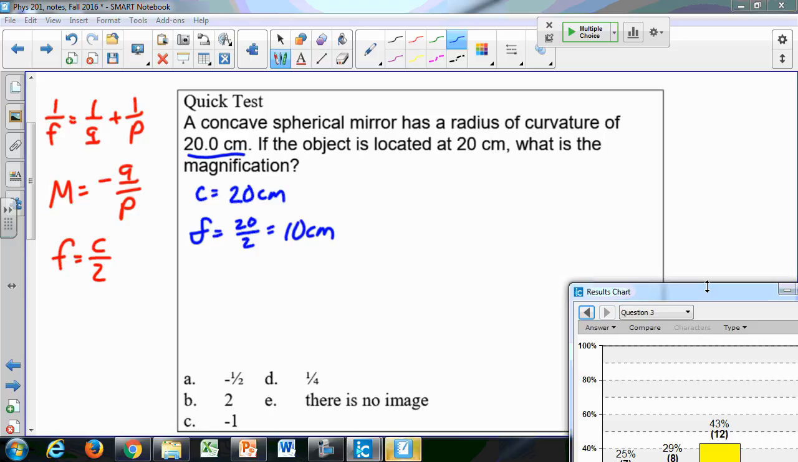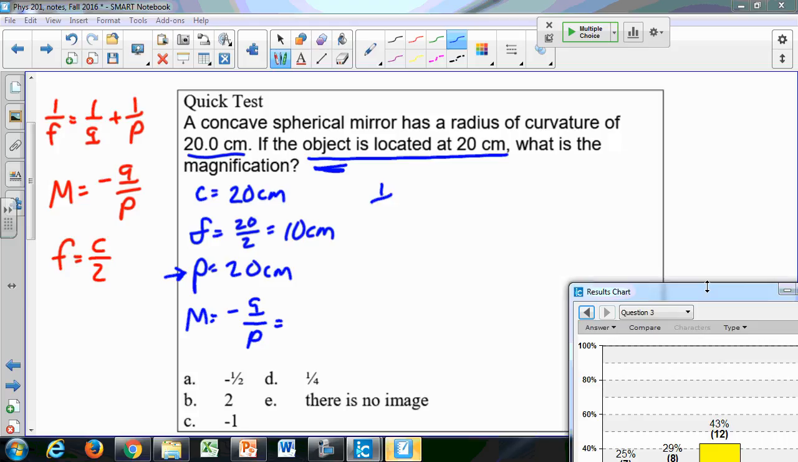And then it says the object is located at 20 centimeters. I need to think, what does that mean? Is that P or is that Q? And should it be positive or negative? Well, is this object or image distance? That's my object. So P is equal to 20 centimeters because it tells me that's where the object is located. Now I want to know, what is the magnification? I know that's negative Q divided by P. I know P, so I just need to find Q.